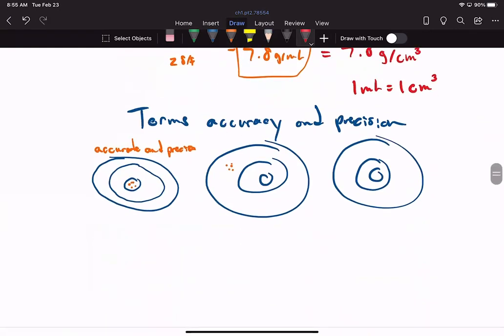So here, if they're all lumped together, but I didn't hit dead center, this is what we would consider simply just precise, and not accurate. If I'm spreading buckshot everywhere and not even close, this would be neither precise or accurate. And this is how we can think of accuracy and precision.